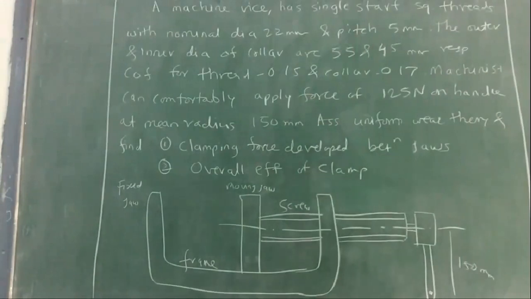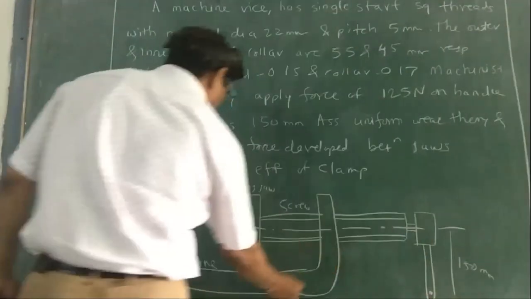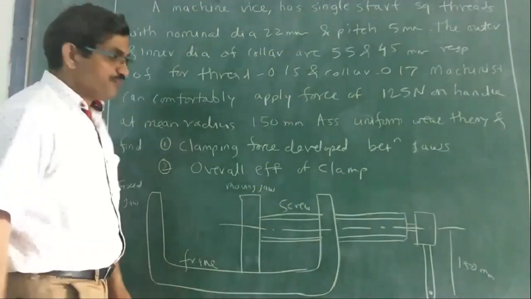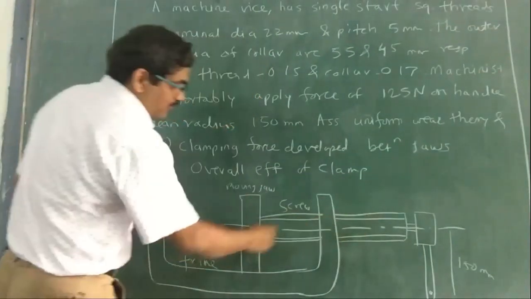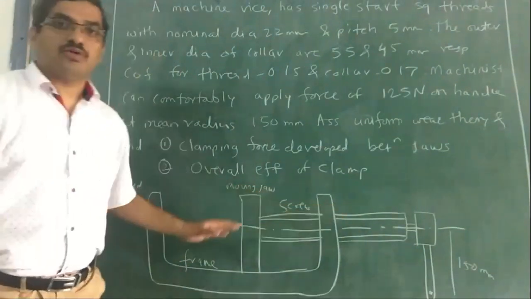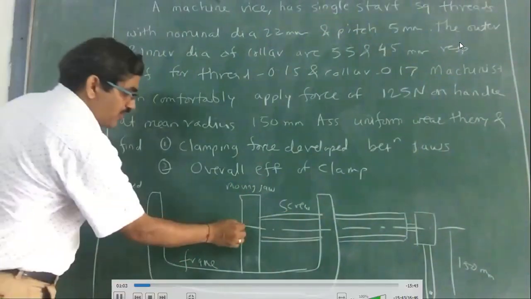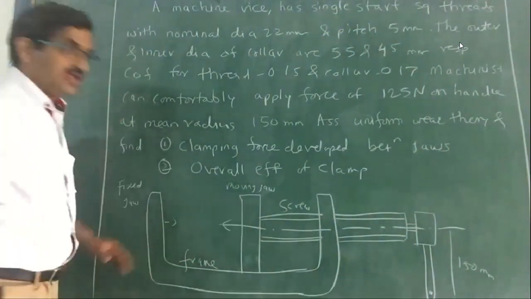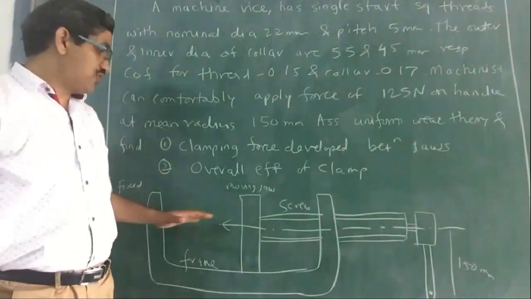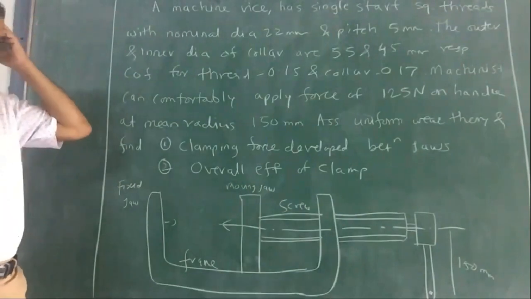So we have a machine vice diagram given. It is a vice with a fixed frame. Then you can move this screw. It is a movable screw or movable jaw. You can rotate the screw, and with the rotation you will get a movement. With the movement you can apply a thrust or force, or you can hold any object in between these jaws like a clamp.